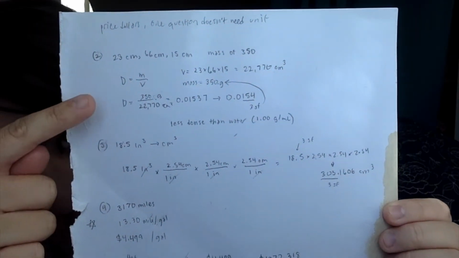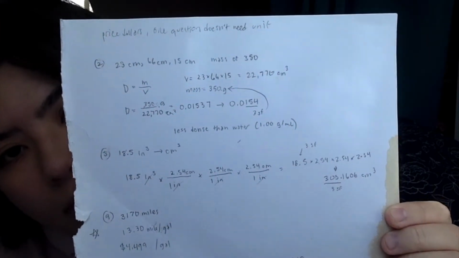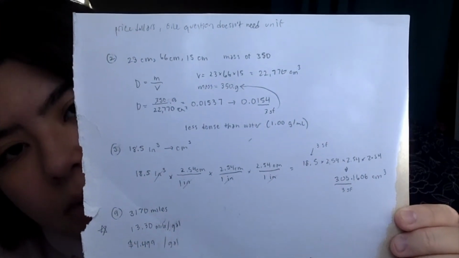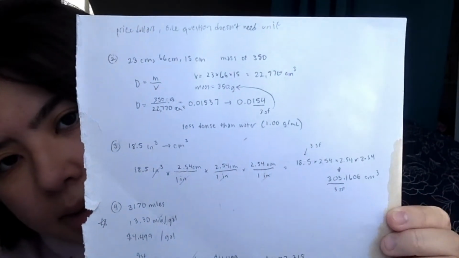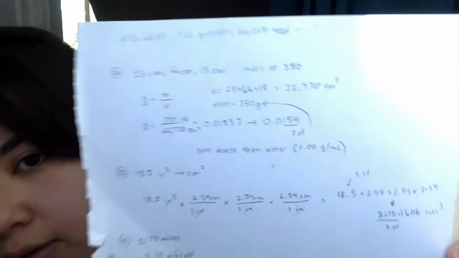This is my original work for question 2. So I wrote down density's equation, which is density equals mass over volume. We're going to use that in a second. First, I found the volume by multiplying 23 times 66 times 15. I can't read very well backwards. And that was equivalent to 22,770 centimeters cubed because it's length times width times height, which makes it cubed. And then the mass we were already given, which is 350 grams.